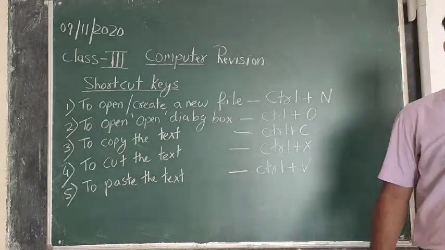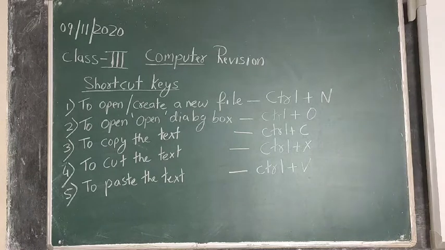Okay, it is clear. To open or create a new file, you have to use the shortcut Control plus N. Then to open an existing file, the file which you have already created, you have to open the open dialog box, and to do that, you use Control plus O. To copy any text, file or picture, you use Control plus C. To cut the text, Control plus X, and to paste the text, Control plus V.